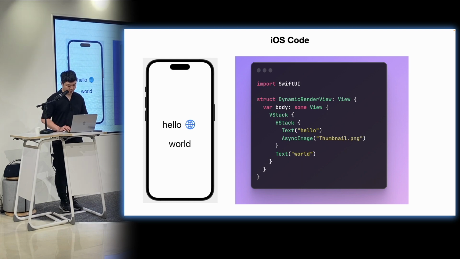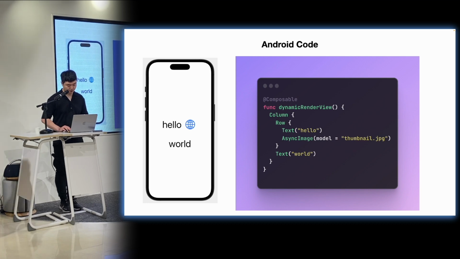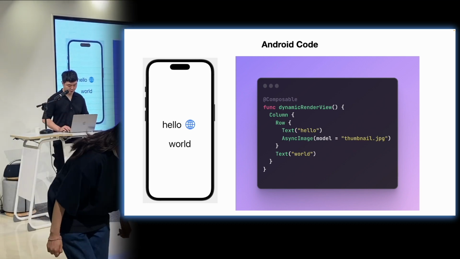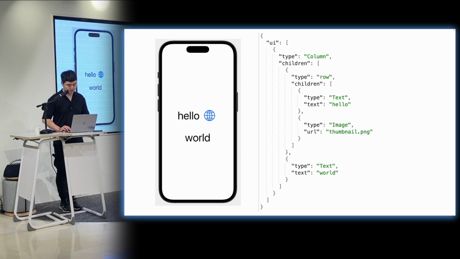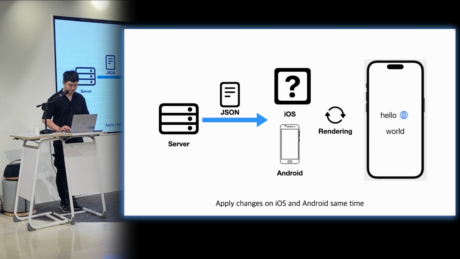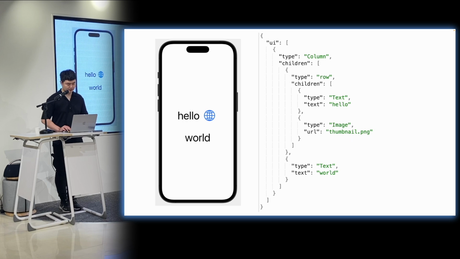To make this UI in iOS with SwiftUI code, you might write code like this. There's a VStack, HStack, text, image, and text. In Android, when you use Jetpack Compose, you might write the following code. It's really similar to iOS. There is a column, row, text, image, and text again. And you can see it in the JSON, SwiftUI and Compose.